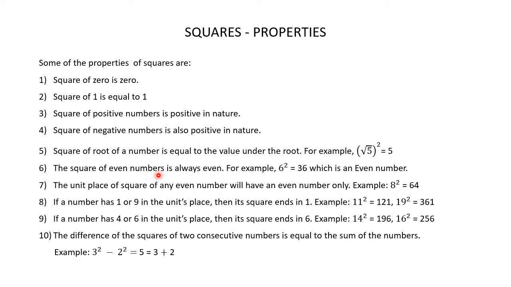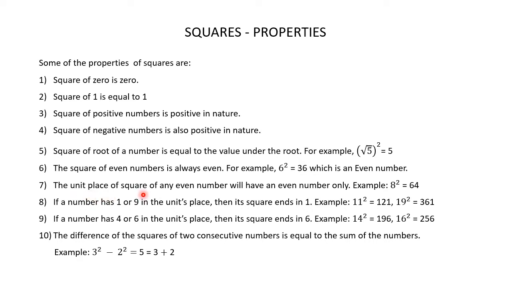The square of even numbers is always even. For example, 6 squared is equal to 36. 6 is an even number. So 6 squared, which is 36, is also an even number.